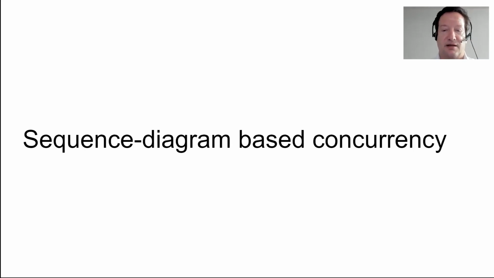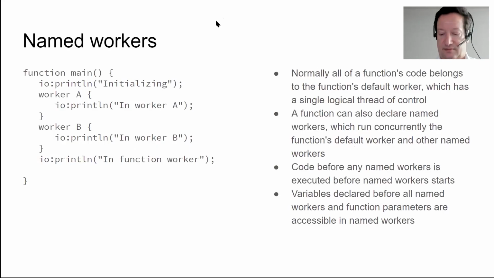So today I'm going to be talking about things related to concurrency. And the first part is I want to talk about our concept of named workers. The idea of named workers is that they provide a way of expressing concurrency that can be shown as a sequence diagram.